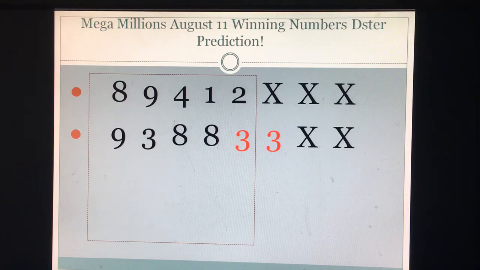Since we're using 2 numbers that add to digit 6, we have eliminated one of the 3s and replaced it by the digit 6 to predict our Mega Million winning number, the Dster prediction for tonight's draw.